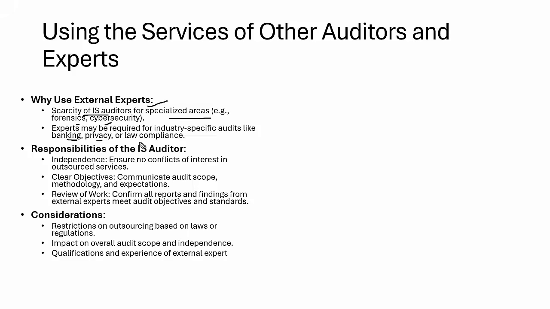So in that case, we need to onboard the external auditors. So what is the responsibility of the IS auditor when we onboard them? First is independence. As I said, ensure no conflict of interest in outsourced services. Like, okay, I will not give a project to my favorite vendor. Second, clear objectives: make sure to communicate the audit scope, methodology, and expectations, and review the work. Confirm all the reports and findings from the external experts meet the audit objectives and standards.